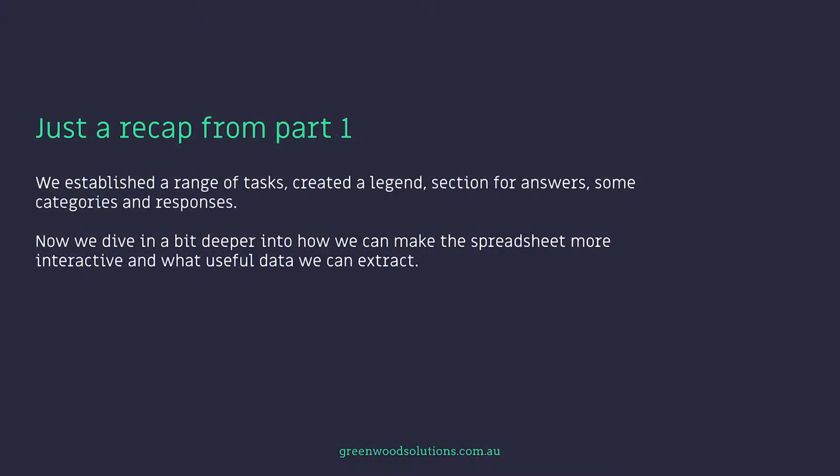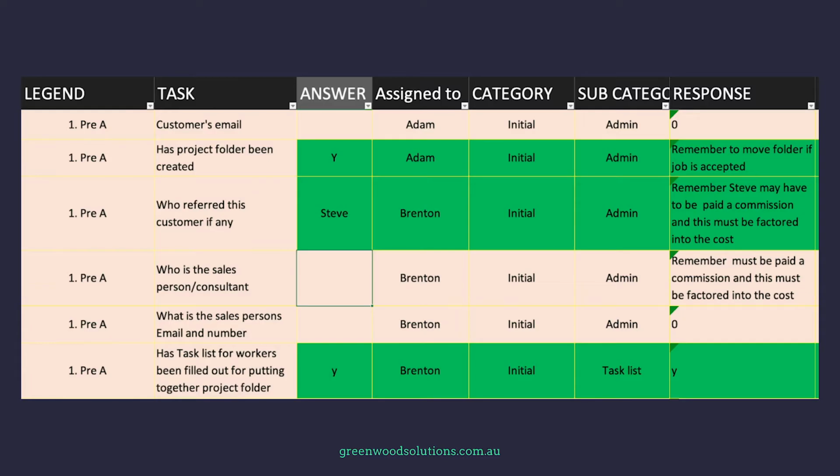In part 1, we established a range of tasks. We created a legend, a section for answers, some categories and responses. Now we dive in a bit deeper into how we can make the spreadsheet more interactive and what useful data we can actually extract. For instance, here you can see legend, task, answer, assigned to, category, subcategory, and the response.